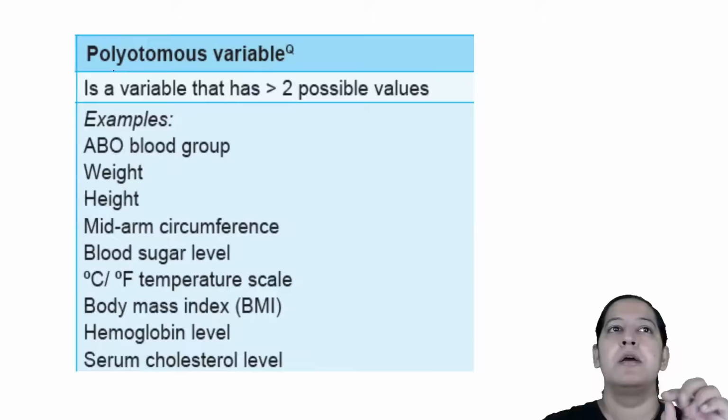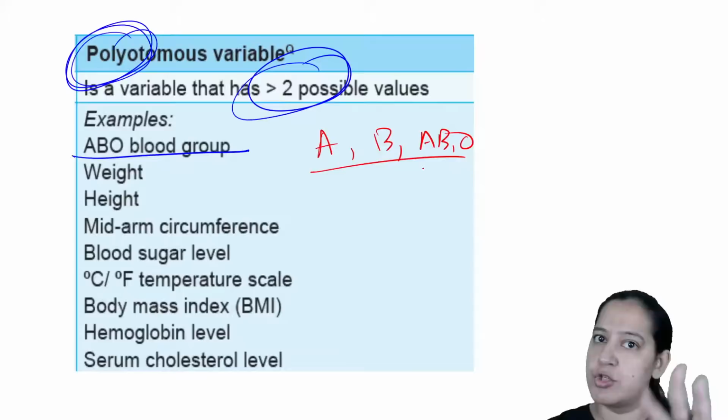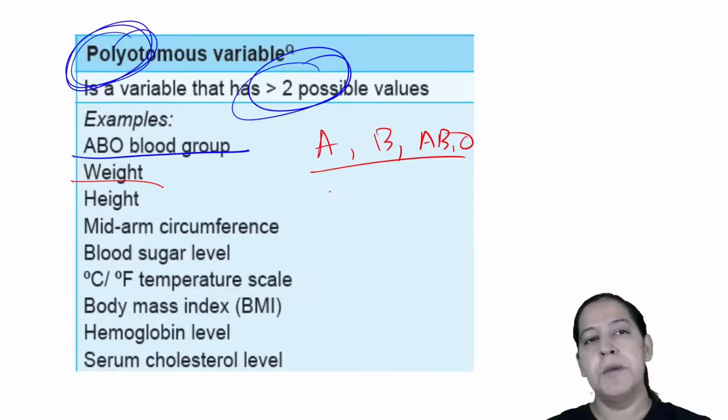Coming on to polytomous. You have multiple options. So in the ABO blood group, we have four options. Whether your blood group is A or B or AB or O, so it is more than two. You have four options. Weight: if I say weight greater than 80, you have two options, yes or no. But if I say weight, you have multiple options. Now your weight can be 60, 65, 70.